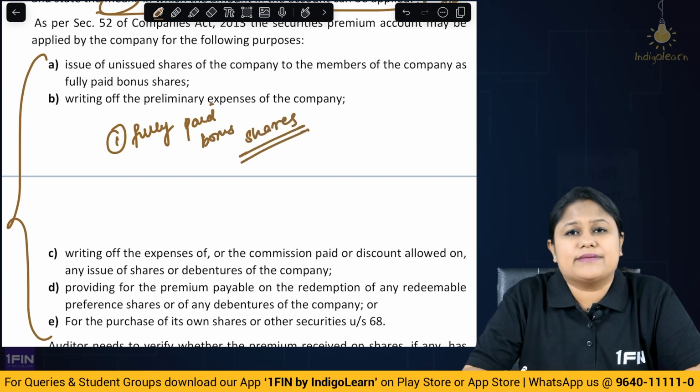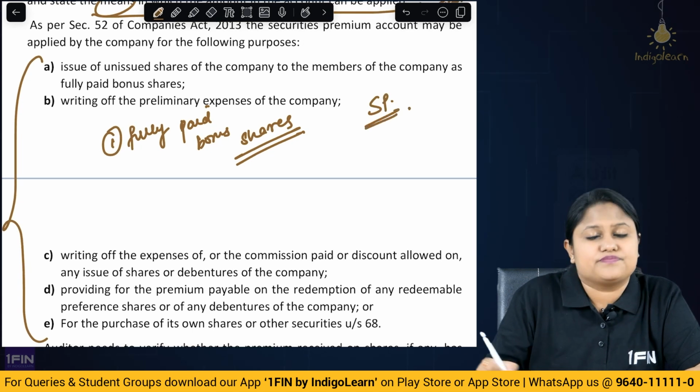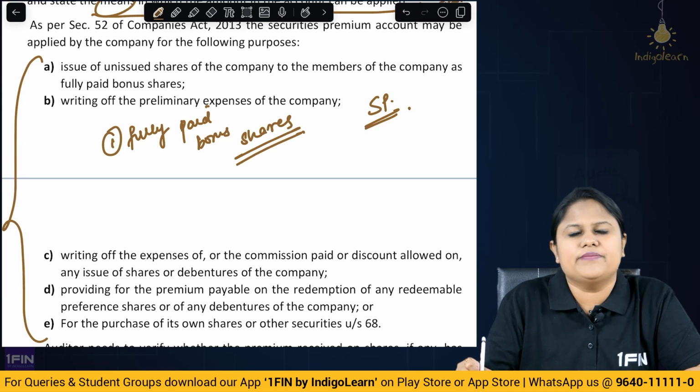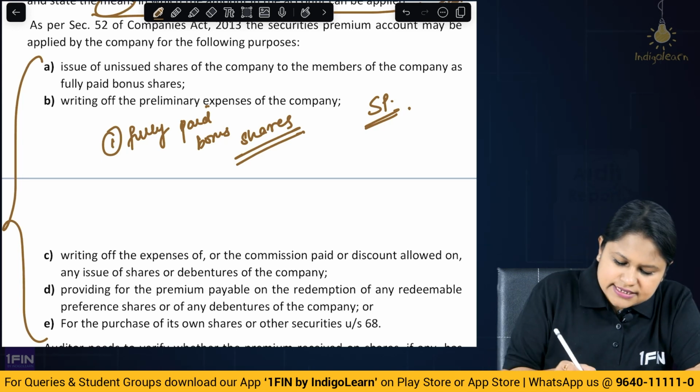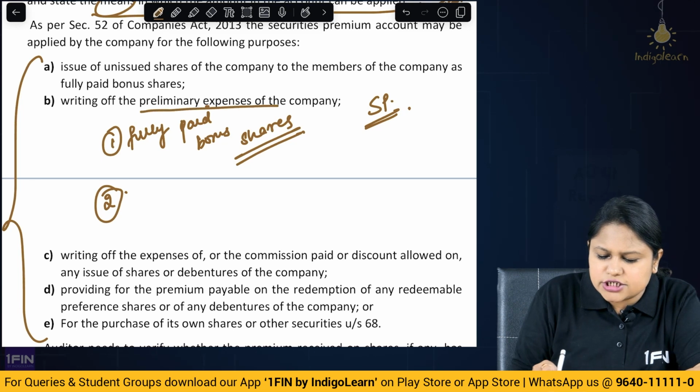So, bonus shares, when you capitalize the reserve, you can capitalize even securities premium. So securities premium can be utilized for the purpose of issuing fully paid up bonus shares. Okay. Then second, for writing off preliminary expenses of the company.